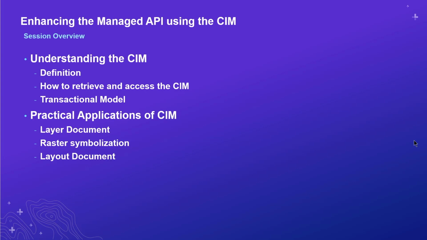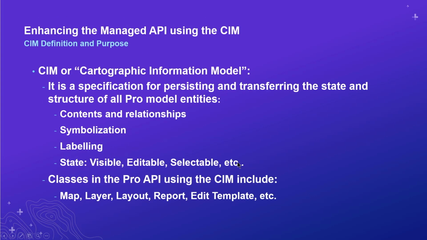We will learn what a layer document is. I'll show you how you can use the layer document and work with feature layers. Specifically, we will learn how to manipulate a layer's symbology, label classes, and display filters using the layer document and the CIM. Wolf will then take over and dive into some advanced CIM concepts such as raster symbolization, and he will also discuss the layout document.